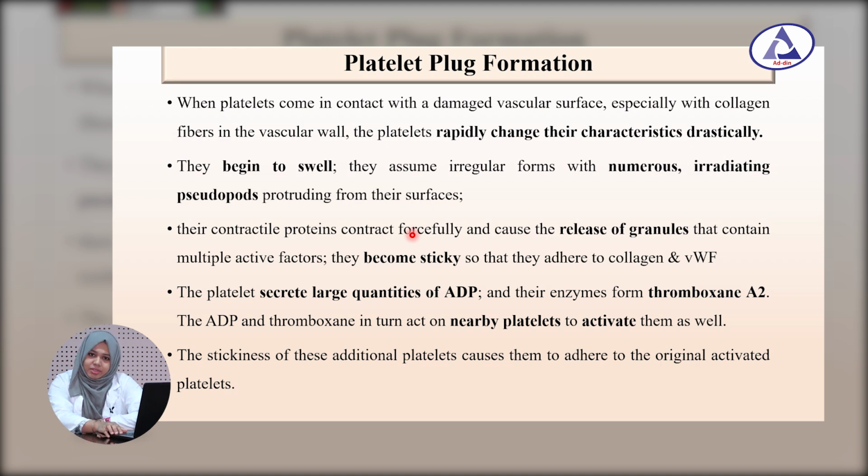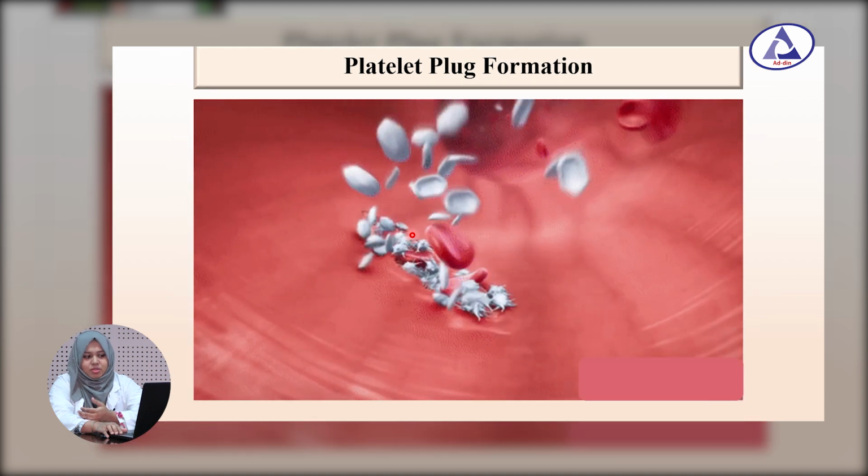The platelets then secrete large quantities of ADP and thromboxane A2, and thereby the thromboxane A2 and the platelets activate more and more platelets. They attract more and more platelets, activate them, and continue the process.